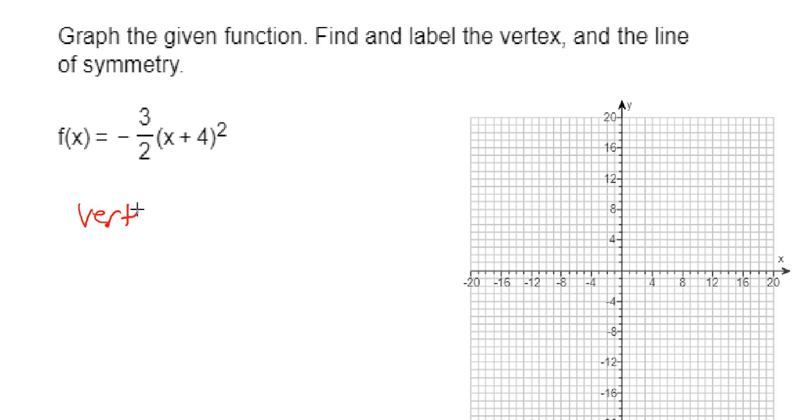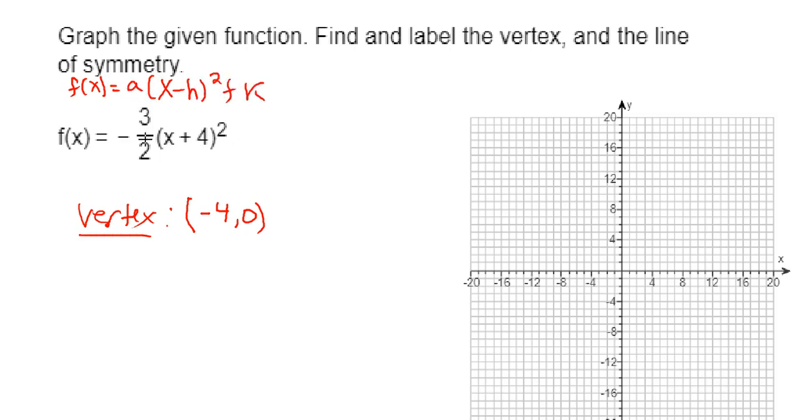The vertex here is going to be at, why don't you pause the video for a moment and consider what you think the vertex should be, and then resume the video to see if you came up with the right answer. The vertex should be negative 4 comma 0. So again, comparing it to this formula, that's the formula we're comparing it to.